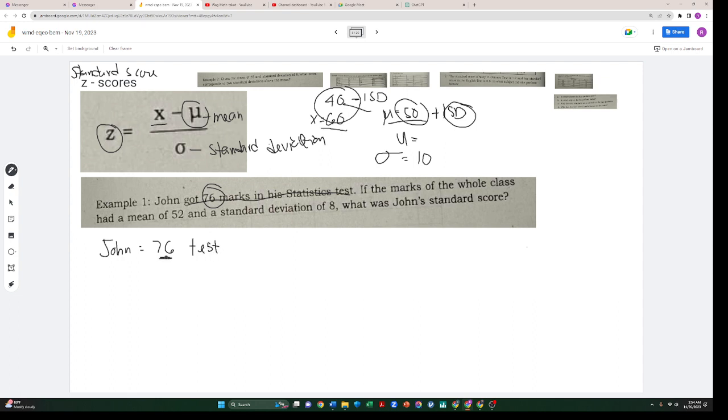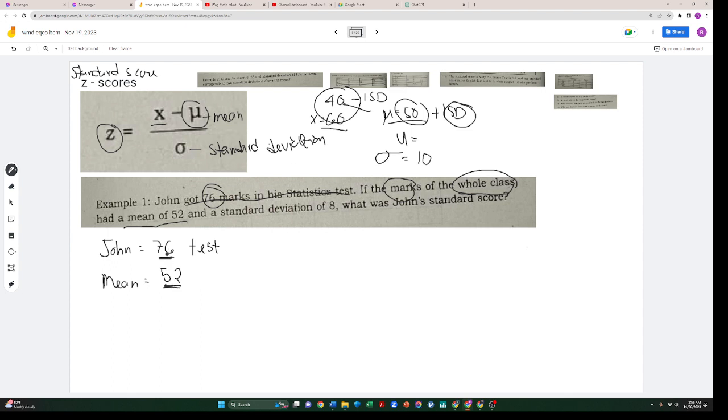So, look, John got 76. But we don't know if this score is high or low. Right? Did he fail or not? If the mark of the whole class had a mean of 52, therefore the mean is 52. So you might suggest that John's score is bigger compared to the mean, right?